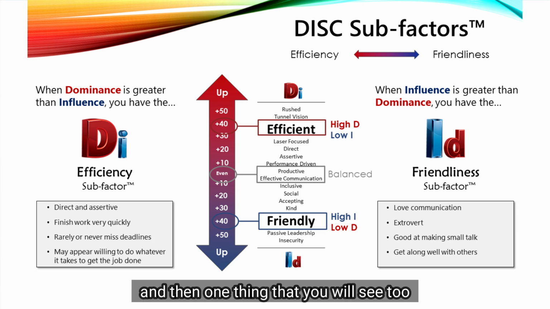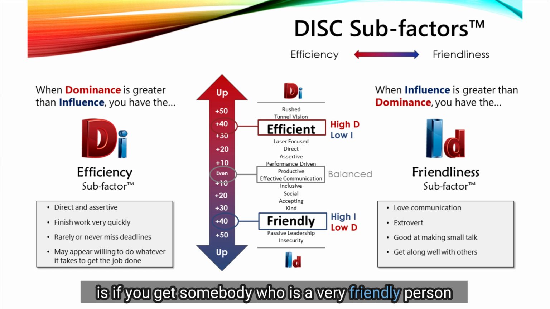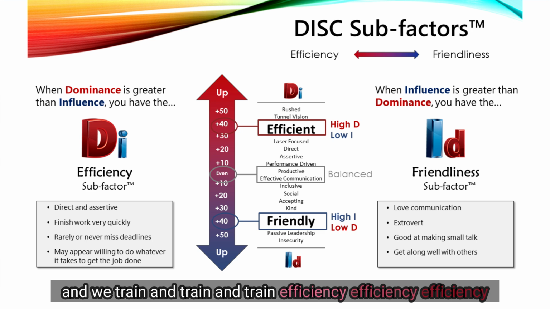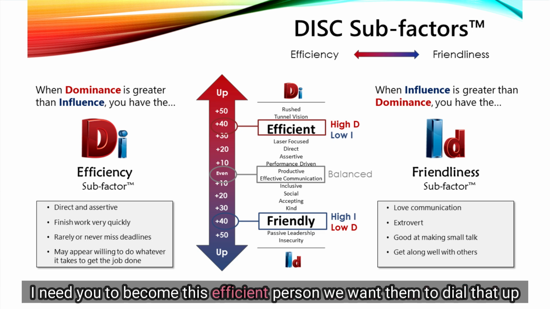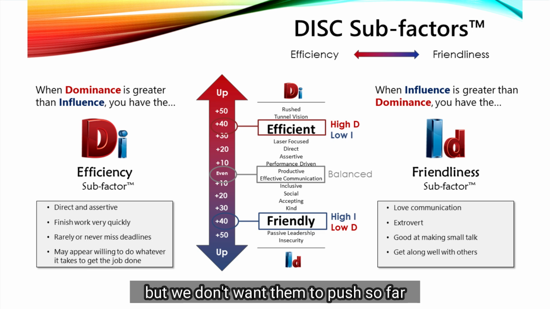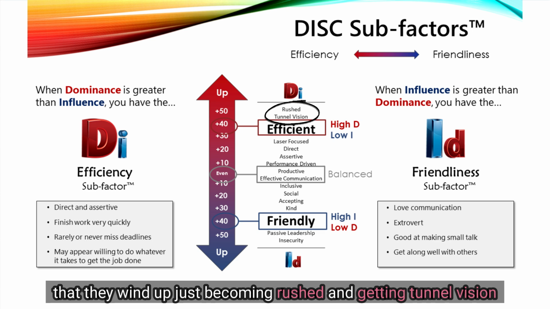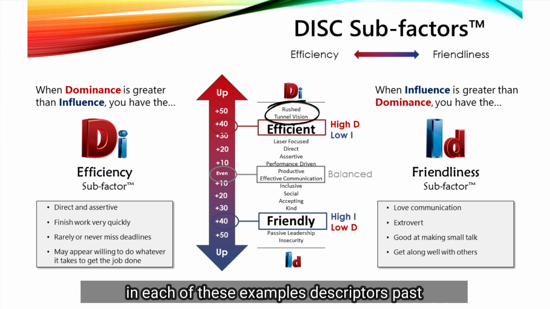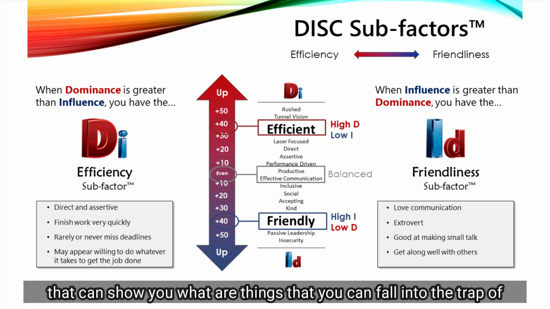And then one thing that you will see too is if you get somebody who is a very friendly person, and we train and train and train efficiency, efficiency, efficiency. I need you to become this efficient person. We want them to dial that up and become some of these things and push upwards, but we don't want them to push so far that they focus so heavily on efficiency that they wind up just becoming rushed and getting tunnel vision. So there's descriptors past in each of these examples, descriptors past that can show you what are things that you can fall into the trap of.